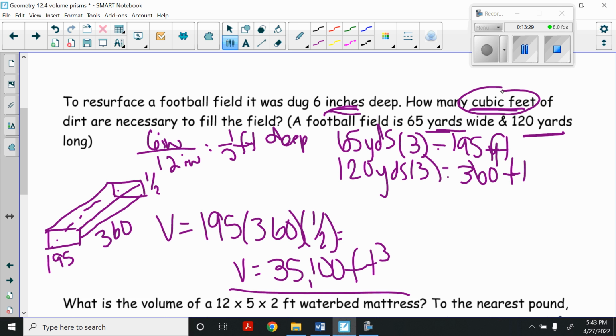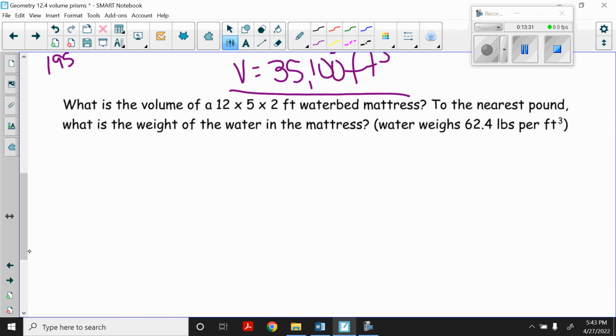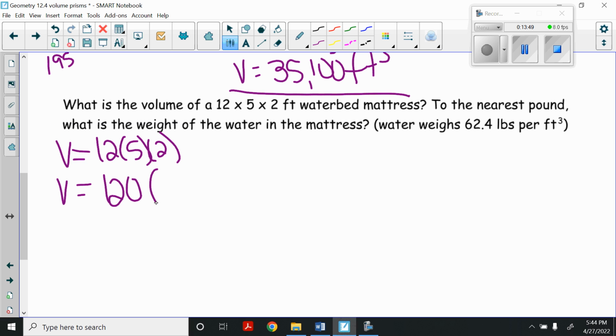One last example. What is the volume of a 12 by 5 by 2 foot waterbed mattress? A mattress is a rectangular prism. So, rectangular prism, the volume, I just multiply the 3 numbers together. So I find that the volume is 120 cubic feet of water.